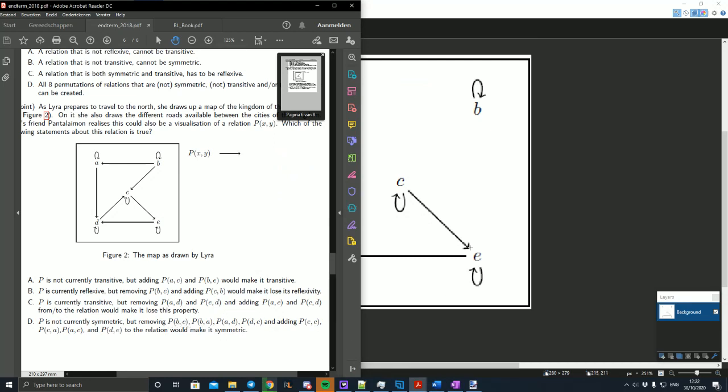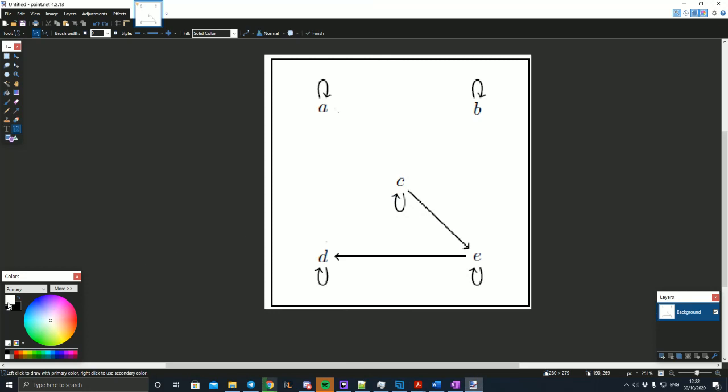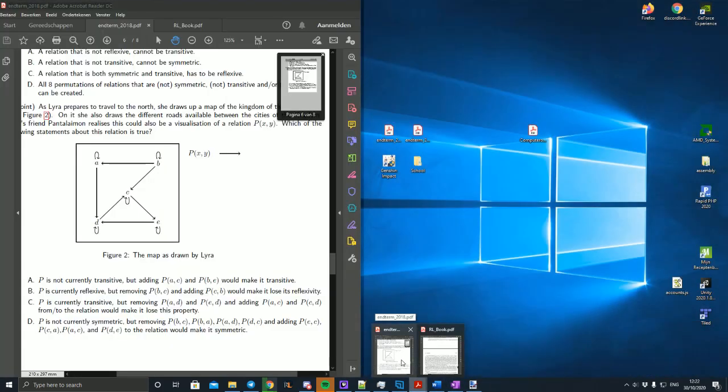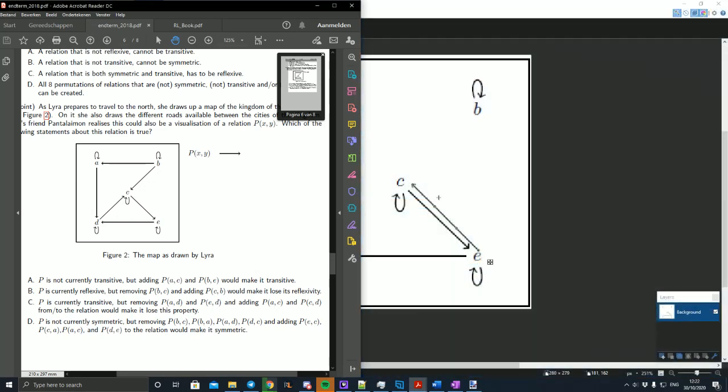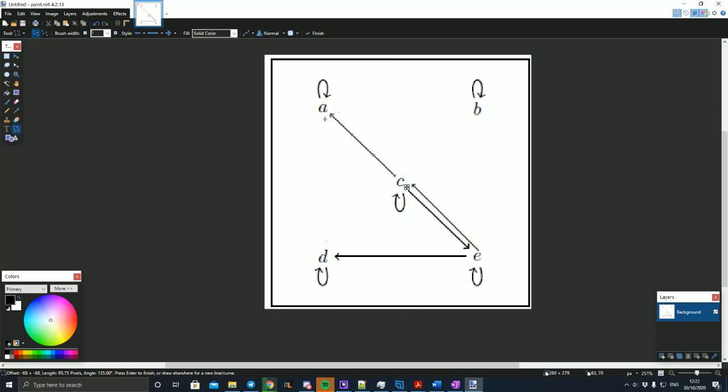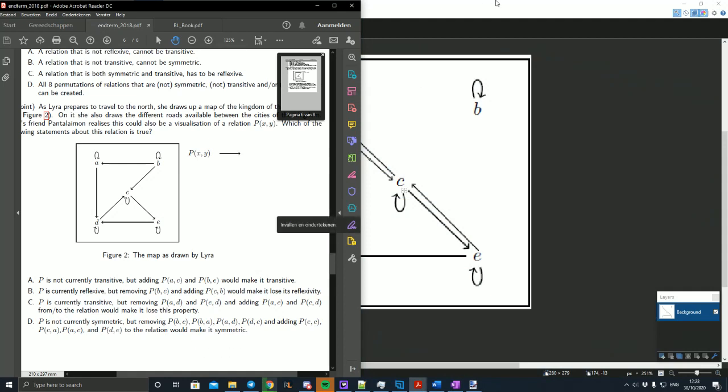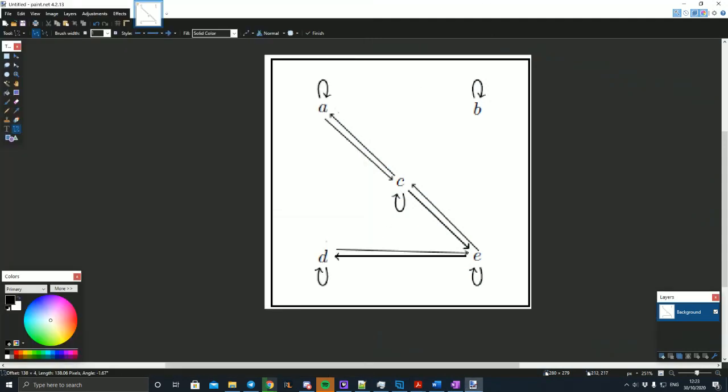going from E to C. Oh, I'm still drawing in white. Let me make it a little smaller again. E to C. We would add a road from A to C and C to A. So that is easily done. And also from D to E. So it's like this. And then it indeed is symmetric, because every road going from one to another also has a road going from the other back to itself.